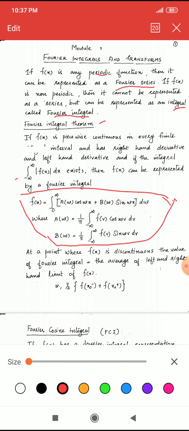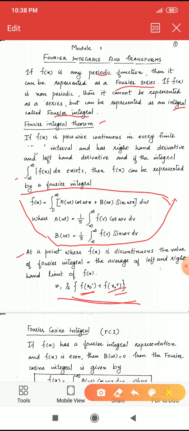Next, at a point where f of x is discontinuous, the value of Fourier integral. If f of x is discontinuous at a point, then the value of Fourier integral is equal to the average of the left and right hand limits of f of x, that is 1 by 2 of the left hand limit and right hand limit. So that is equal to 1 by 2 into f of x0 minus plus f of x0 plus.